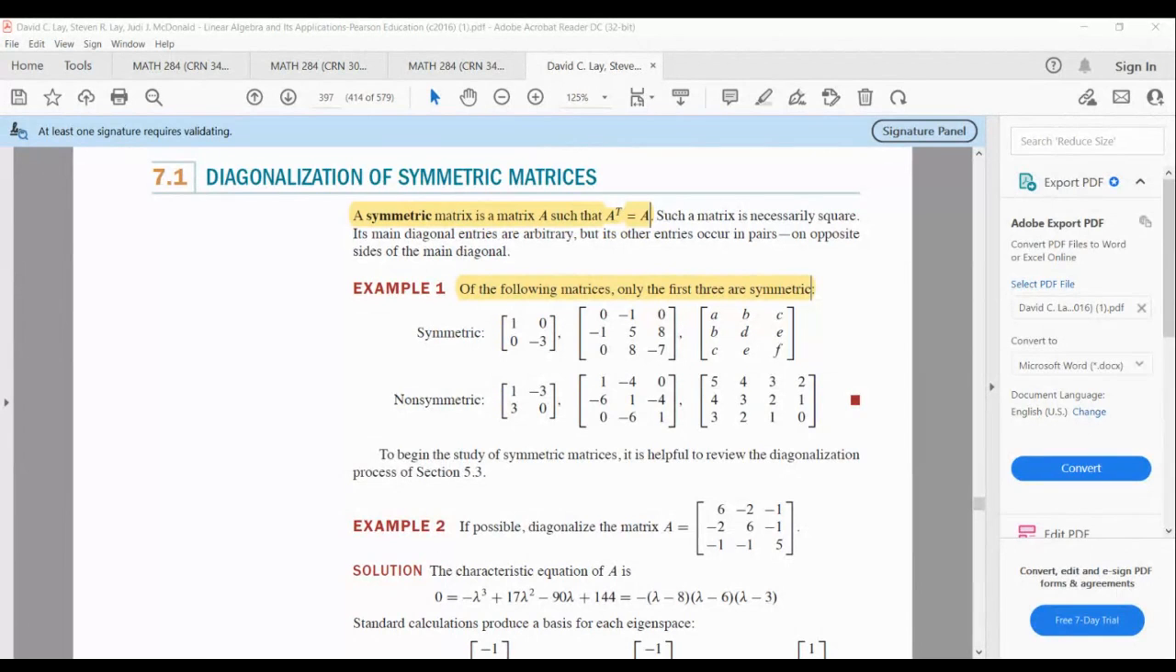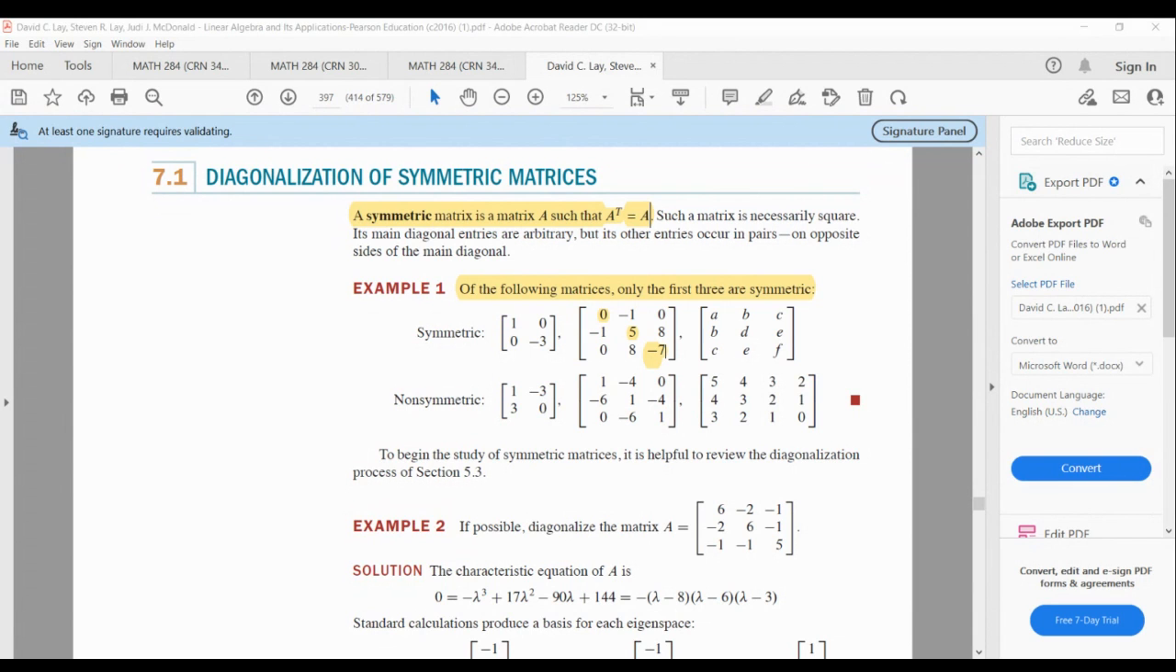And you notice how, if you look along the diagonal for the 3 symmetric matrices in example 1, the matrix is symmetric about the diagonal entries. Let's take a look at this second matrix. The diagonal entries are 0, 5, and -7. Along that diagonal, there's a -1 in the second row, first column, but there's also a -1 in the first row, second column.